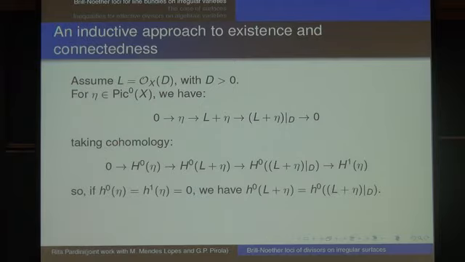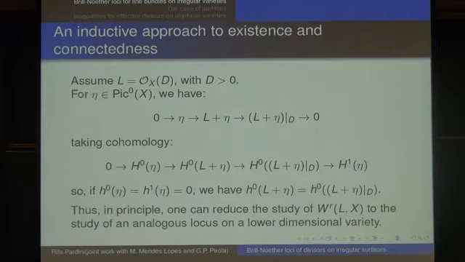And this means basically that I can try to reduce the problem of studying the number of sections of L plus eta on X to studying the number of sections of its restriction on the divisor D I started with. So you can hope for some kind of inductive approach to studying the structures of these Brill-Noether loci.